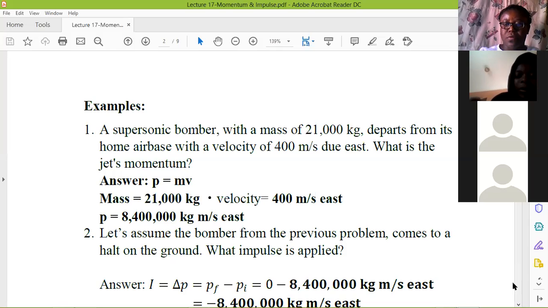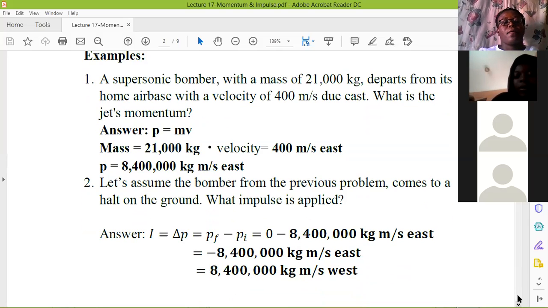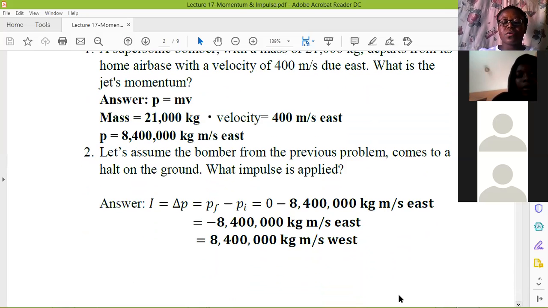Okay. So number two, it's saying, let's assume the bomber, the one from example one, came to a halt on the ground. So it's like it landed on the ground. What is the impulse applied?